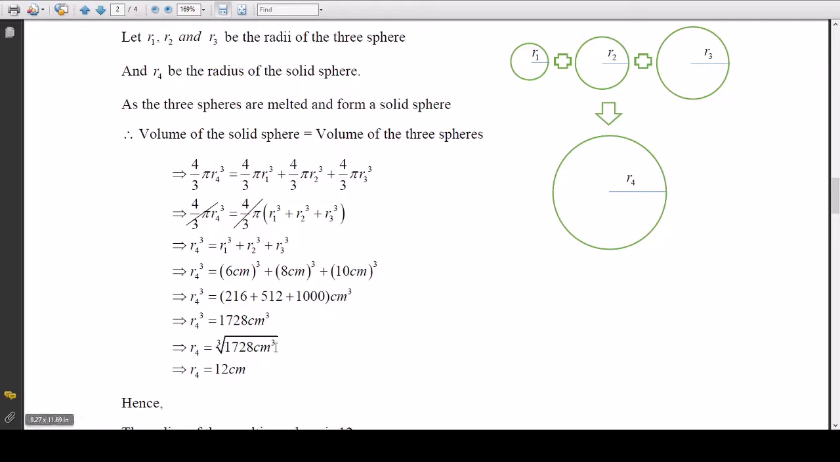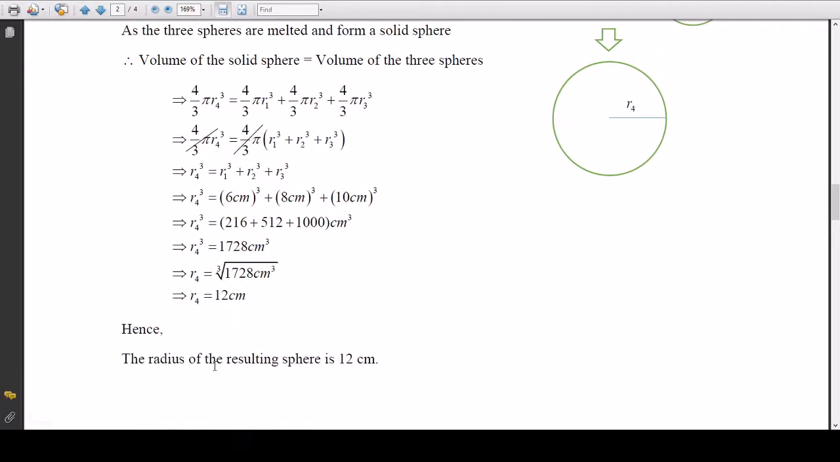Since centimeter is in cubic unit and we take the cube root, therefore centimeter will be taken outside. Only centimeter. And if you find the factors of 1728, you will find that 1728 is 12 multiply 12 multiply 12, 12 cubed. Therefore R4, or the radius of the big sphere, will be 12 centimeter. Hence the radius of the resulting sphere is 12 centimeter.